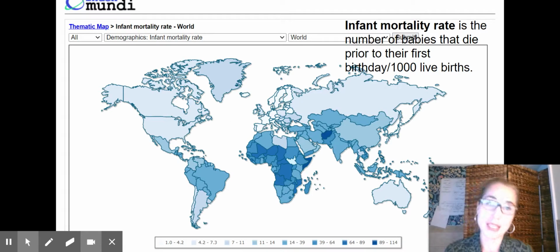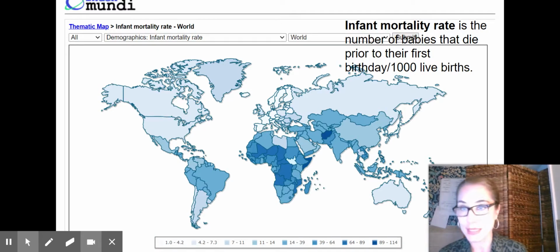Okay, infant mortality. We're going to talk about that. It's a really, really sad statistic. Infant mortality is a measurement of the number of babies under the age of 1 who die before their first birthday per 1,000 live births. As you can see from this map, there are places where the infant mortality rate is above 100. There are also places where the infant mortality rate is at about 1.